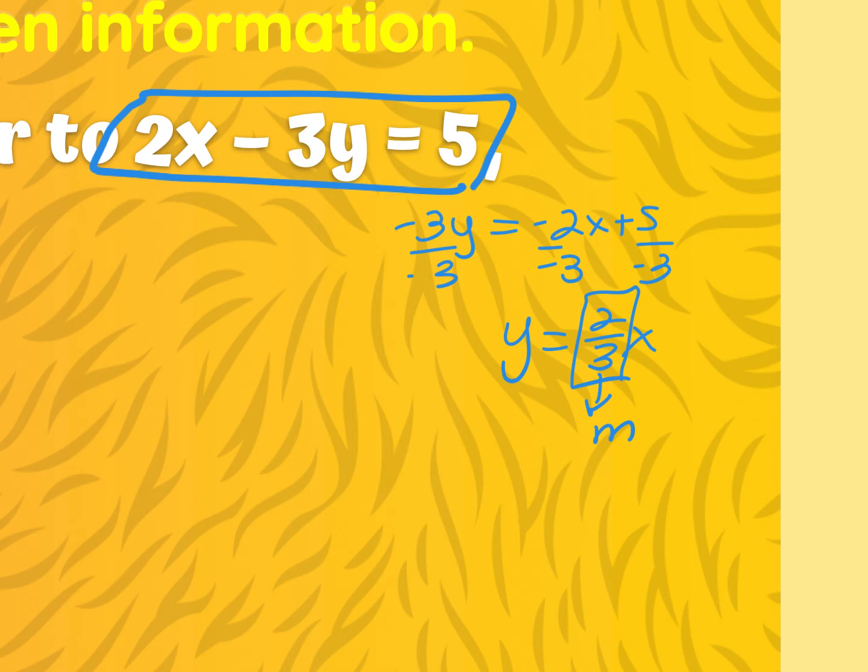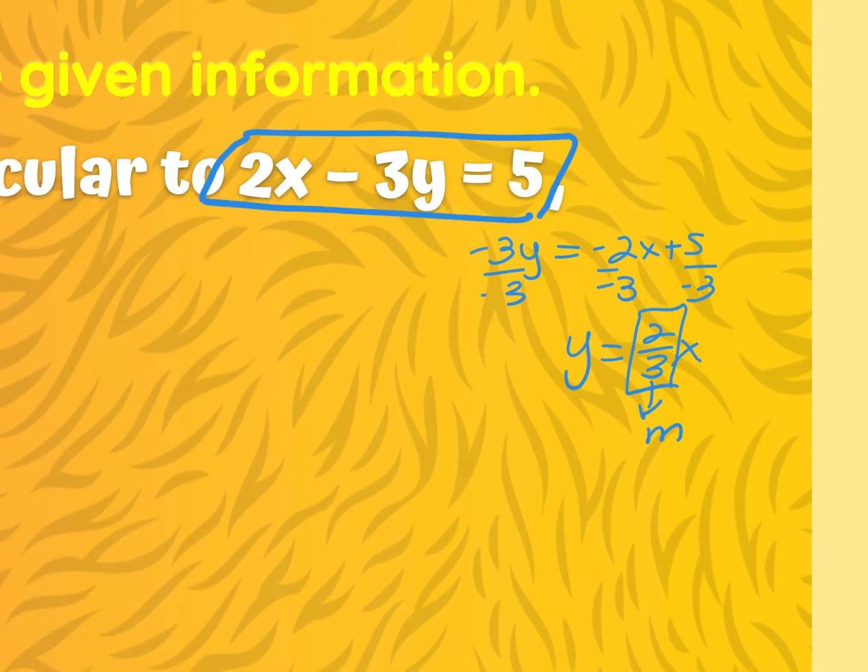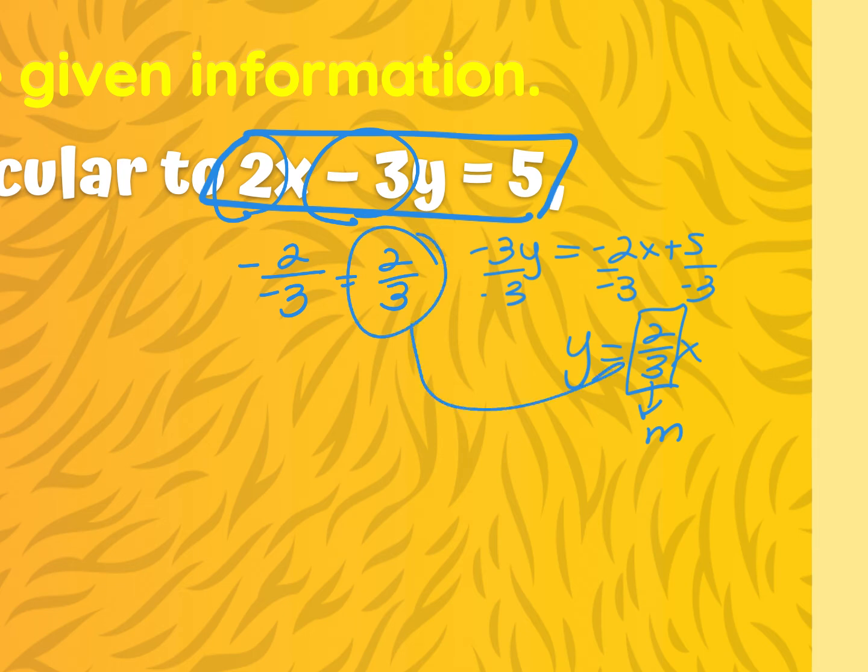Do you remember your shortcut? -a over b. So a is the 2, b is -3. -2 over -3 is 2/3. Same answer. One takes a little bit longer than the other, but if you don't know the shortcut, don't mess it up. Just solve for y.